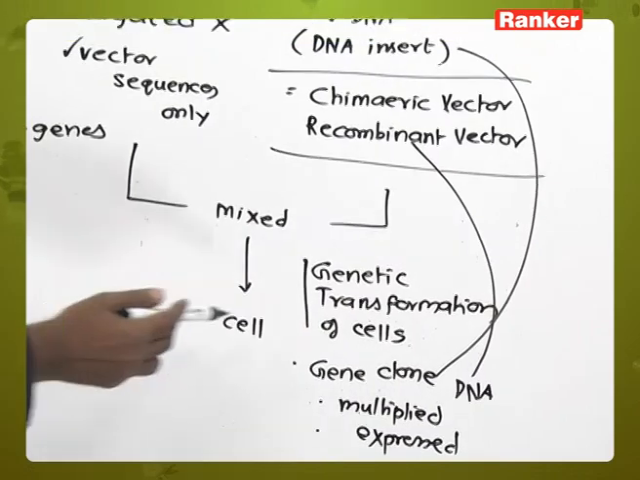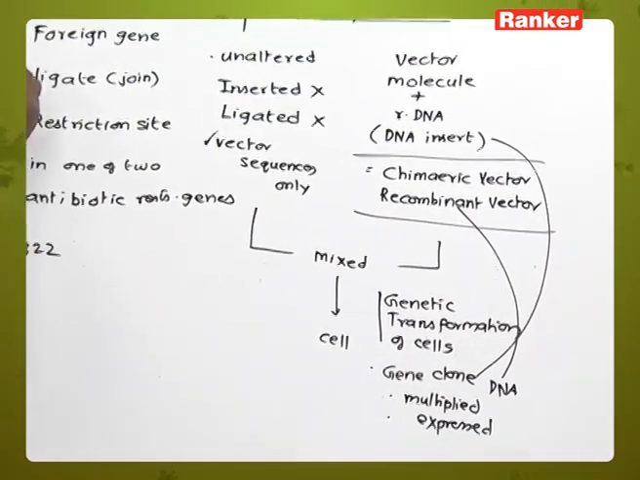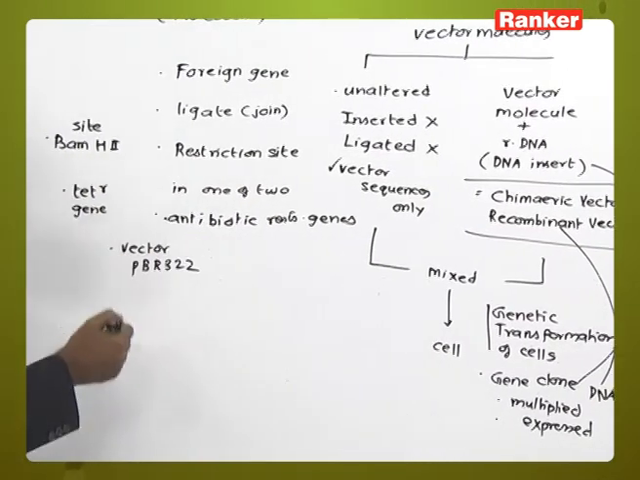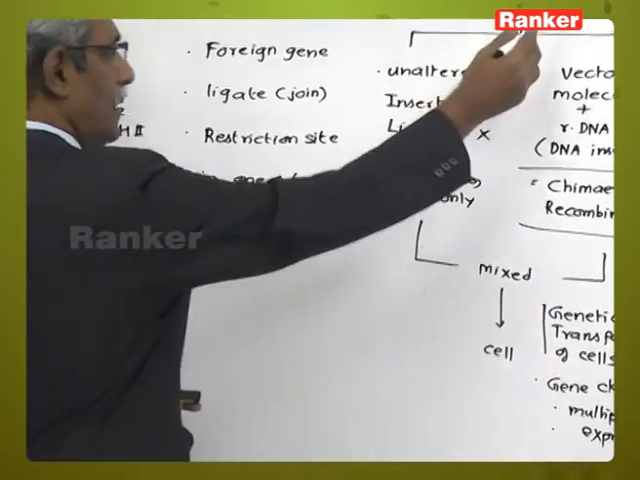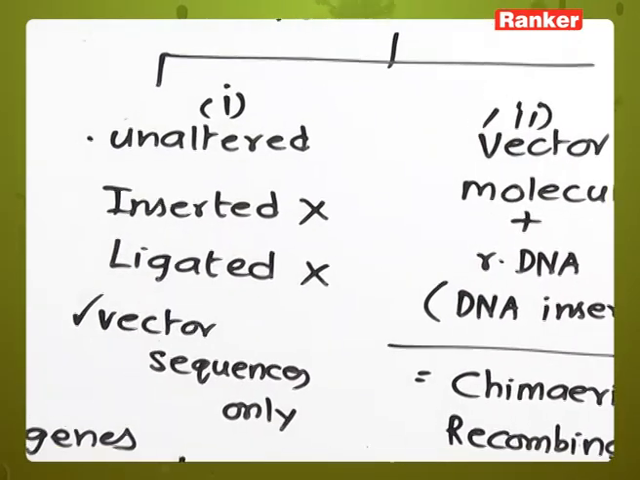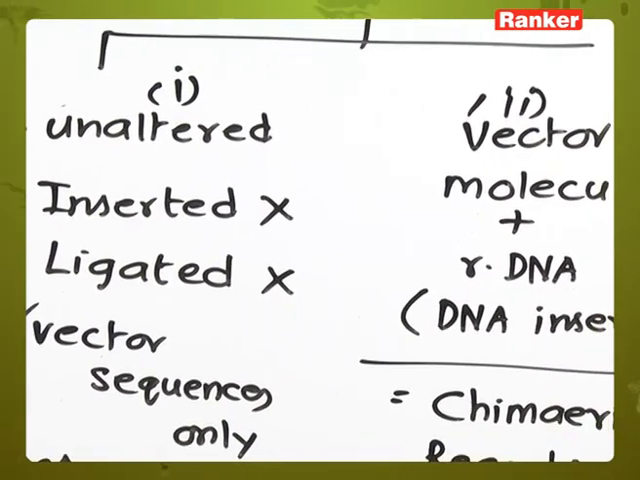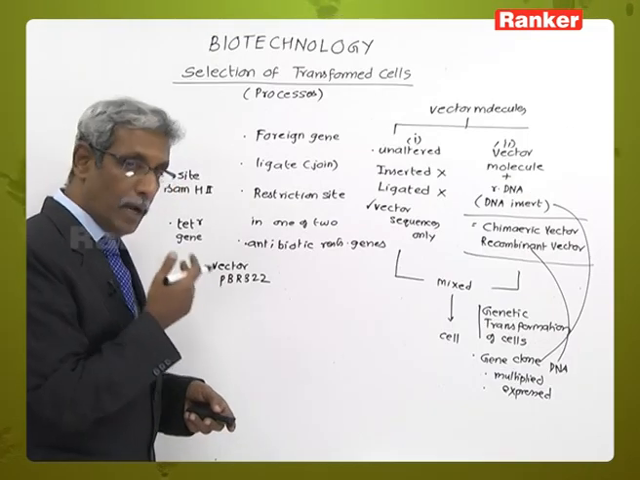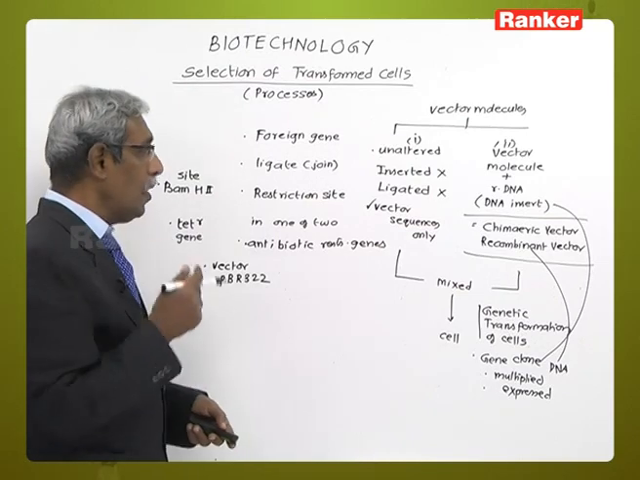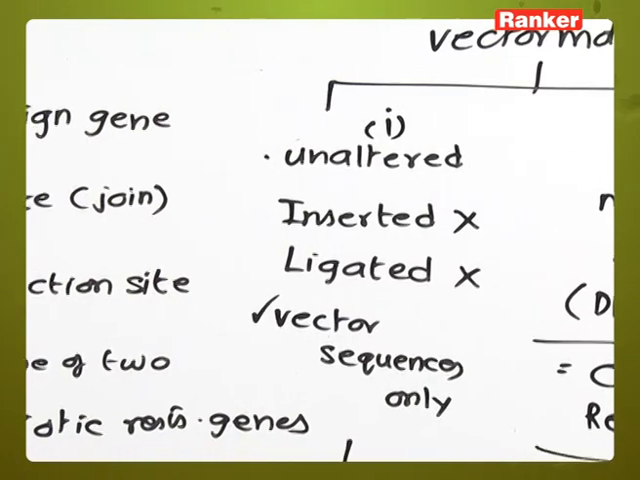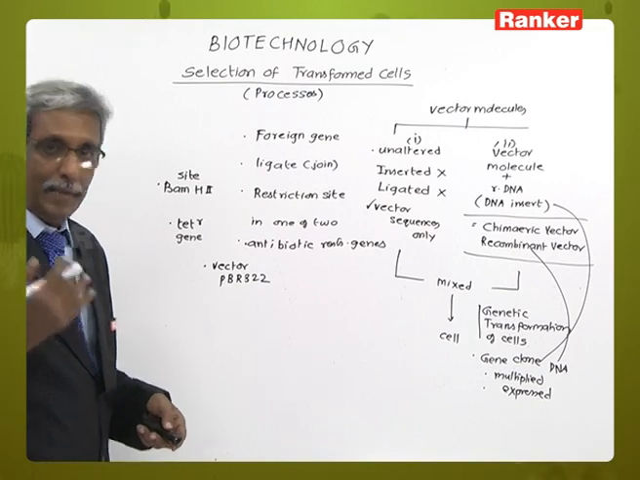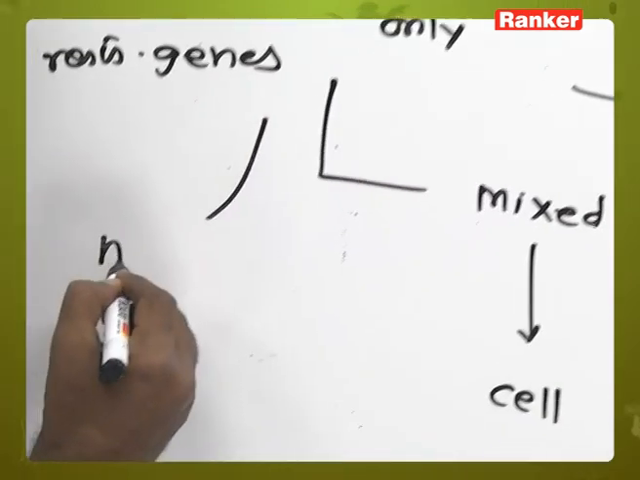So, prior to genetic transformation, what are the steps? You have a foreign gene, it is ligated into a restriction site in one of the antibiotic resistant genes. The vector is pBR322. We are looking at vector molecules in two situations, unaltered as well as altered. Altered means it has a DNA insert, it has a chimeric gene or a recombinant vector, and we now turn to what exactly happens during genetic transformation of cells. So, we have a normal unaltered vector. Now, if there is a normal unaltered vector, then the cells derived from that are termed non-transformants.